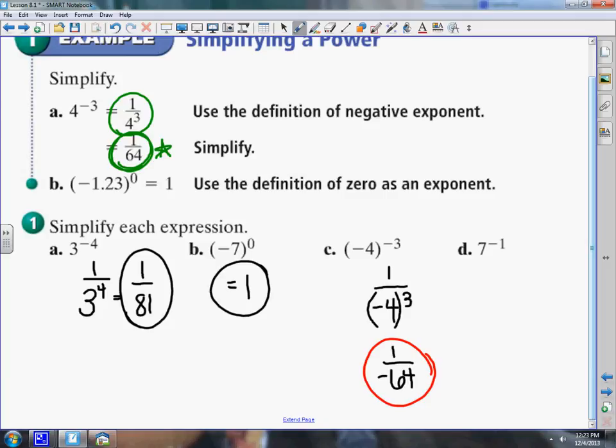Now 7 to the negative 1 is 1 over 7 to the 1st power, which is just 1/7.